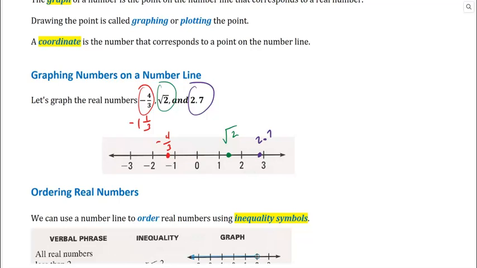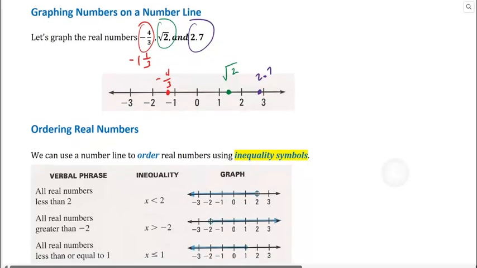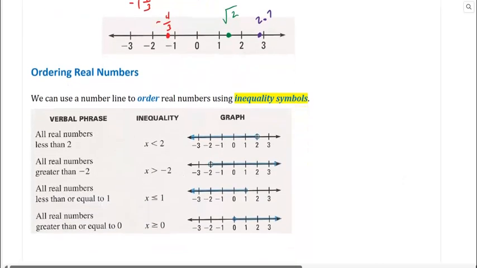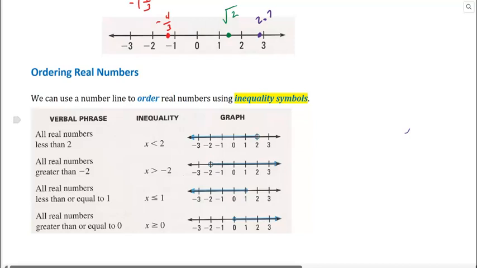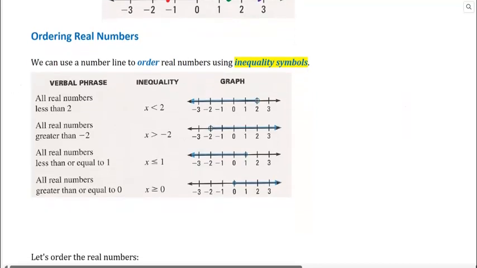Okay, so graphing numbers on a number line, you just have to find where they are. Sometimes they have to be estimated, roughed in just a little bit as you graph them. Now, the reason that we graph numbers is so that we can order them, put them in order based on where they fall on the number line. Now, we use number lines to order the real numbers, and we use inequality symbols to order them. So remember, if you have this symbol here, that is less than. In this case, it would be all real numbers that are less than 2.